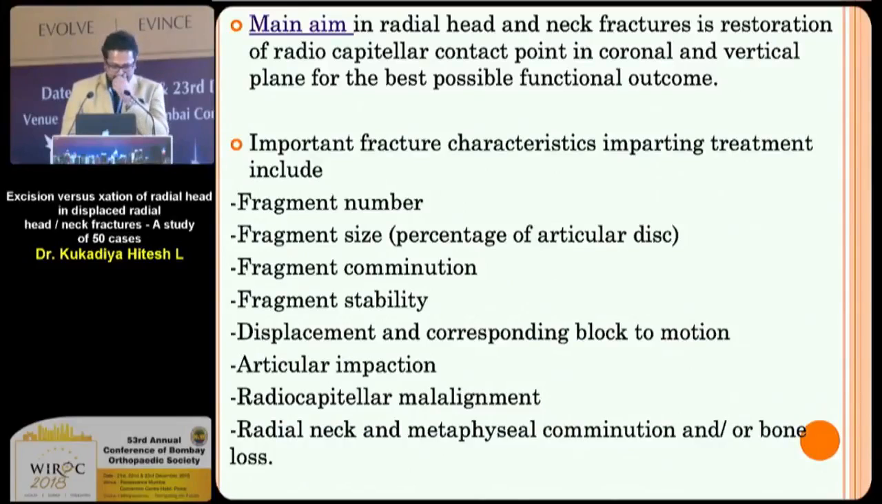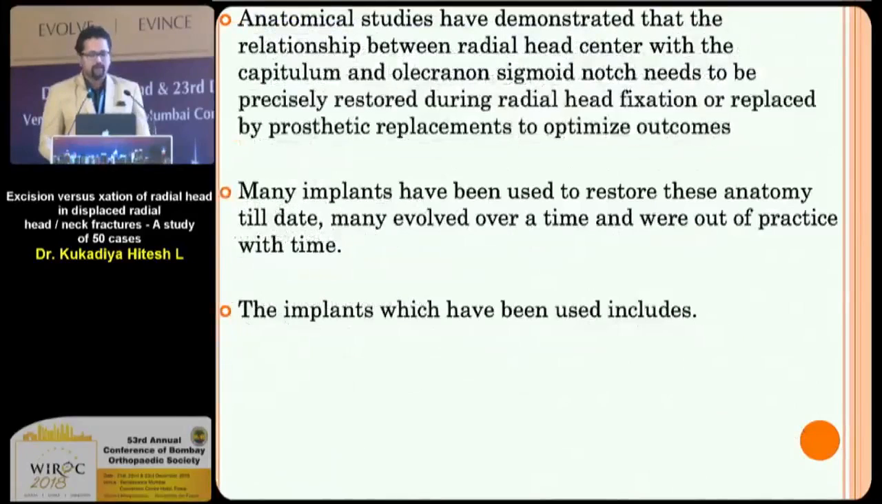Important fracture characteristics impacting treatment include fragment number, fragment size, percentage of articular displacement, fragment comminution, fragment stability, displacement and corresponding block to motion, articular impaction, radiocapitular malalignment, radial neck and metaphyseal comminution and or bone loss. Anatomical studies have shown that the relationship between the radial head center with the capitulum and olecranon sigmoid notch needs to be precisely restored during radial head fixation or replaced by prosthetic replacement to optimize the outcomes.